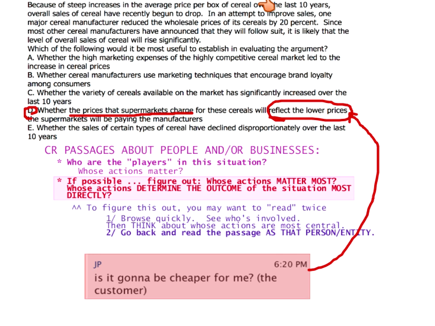Whether they use marketing techniques that encourage brand loyalty. Remember, we're talking about averages of the entire cereal market here. So this is just, are people going to buy cereal overall? It doesn't matter which brand they're buying, so I don't care.